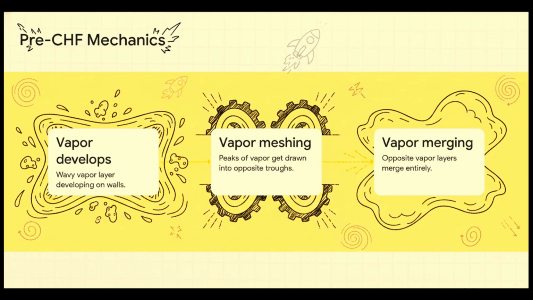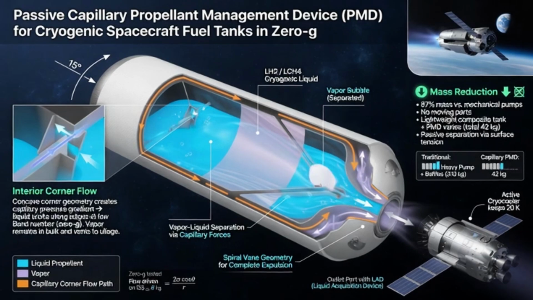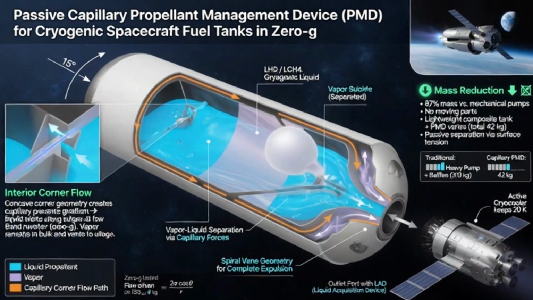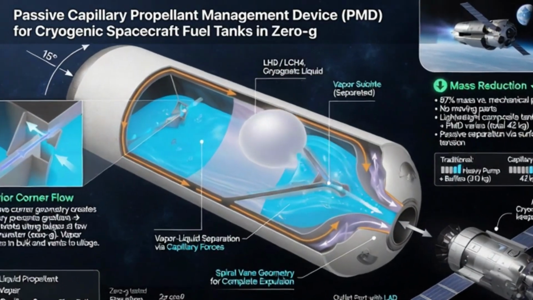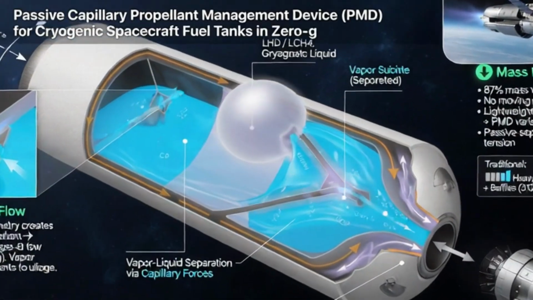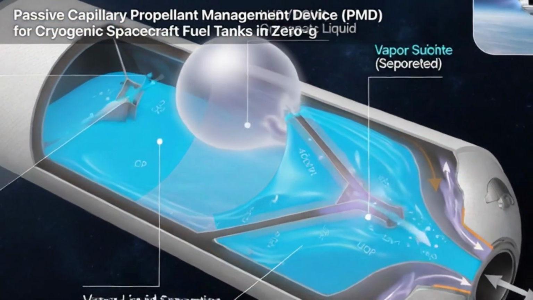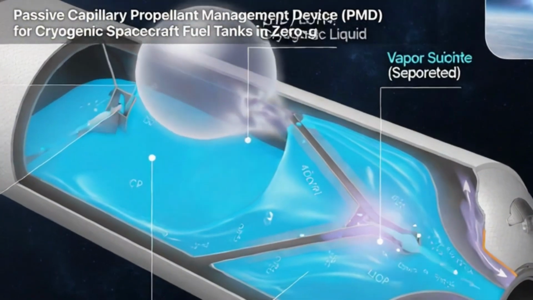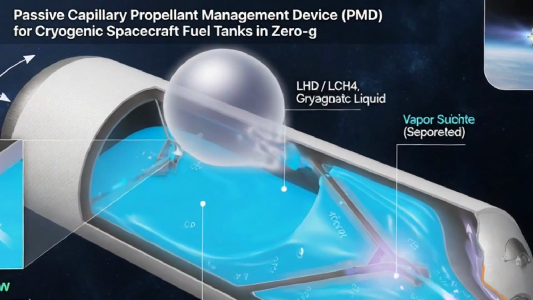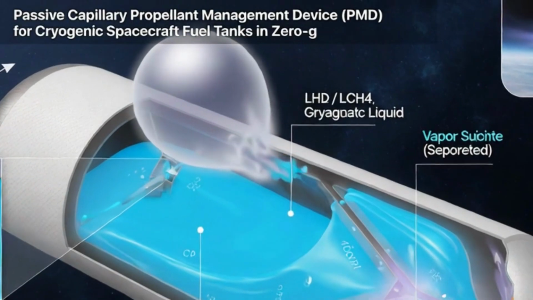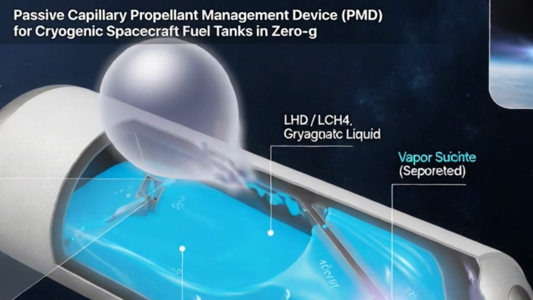As you push the fluid past those heated walls, three really distinct things happen right before you hit that crisis point. First, a wavy vapor layer starts developing on the walls. Second, as it gets thicker, the peaks of these vapor waves actually get drawn into the troughs of the opposite wall. They literally mesh together like mechanical gear teeth. And finally, the third step, they merge entirely.